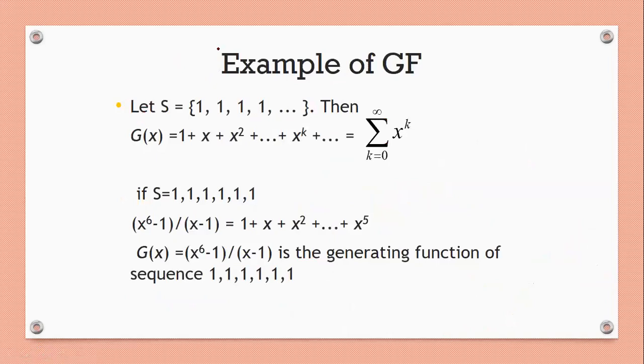Now, the examples of generating function which we can take are: suppose we have the generating function for the sequence written as ak, and ak is defined as 3. That means a0 is 3, a1 is 3, a2 is 3 and so on. Then what will be the generating function for this?